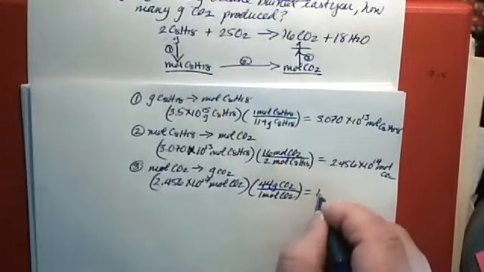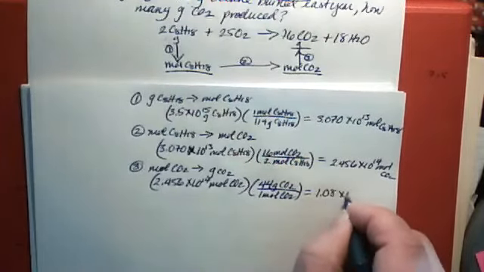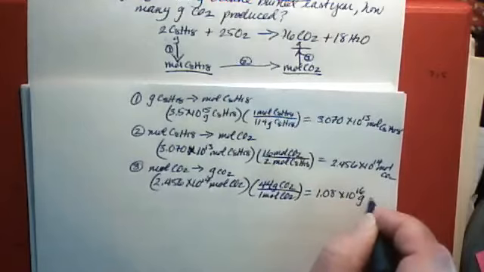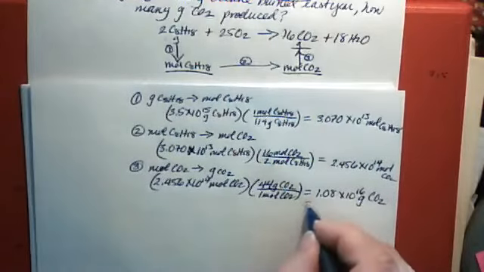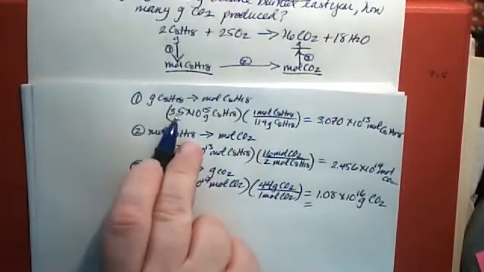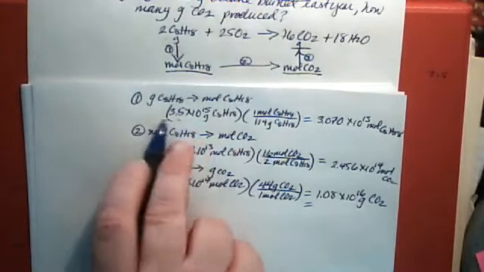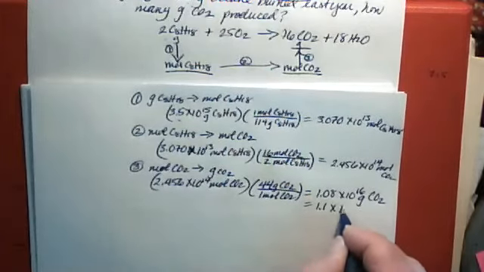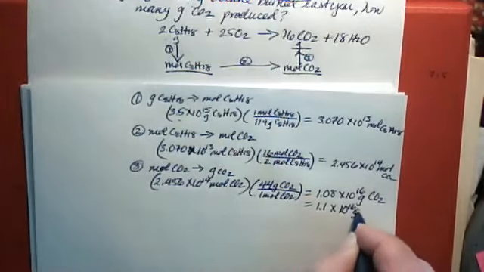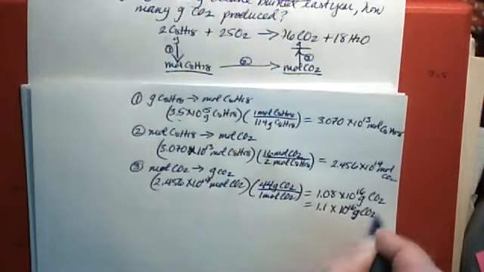And that gives us 1.08 times 10 to the 16th grams of CO2. I guess by significant figures, this 3.5 times 10 to the 15th was only 2, so let's call it 1.1 times 10 to the 16 grams of CO2.